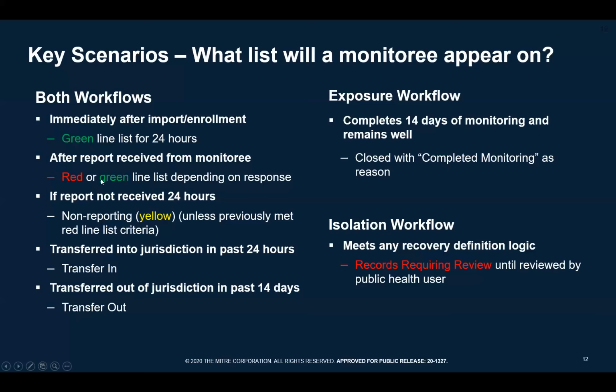Once that happens, they'll move to either the red or the green line list, depending on their response. So if they're a case contact, they fill out their symptom report and report symptoms, they'll get moved to the symptomatic line list. That makes sense, right? If we don't receive a report within 24 hours, the monitoree, regardless of the workflow, will get moved to the yellow non-reporting line list, right? And so that shows that they didn't fill out their most recent symptom report. We're not sure of their most current symptom status. We might need to do some follow-up with those folks.